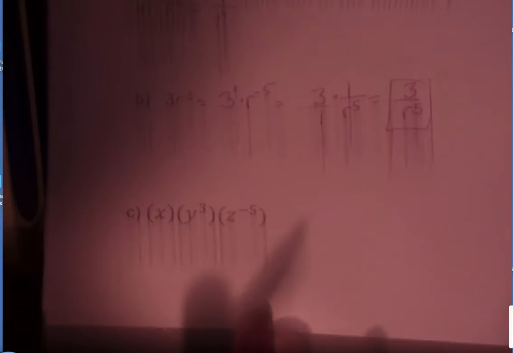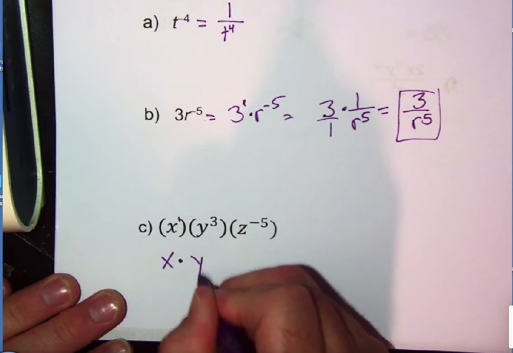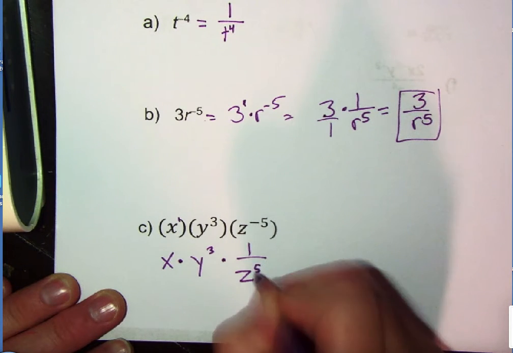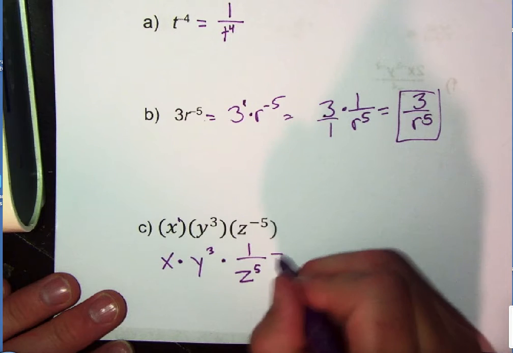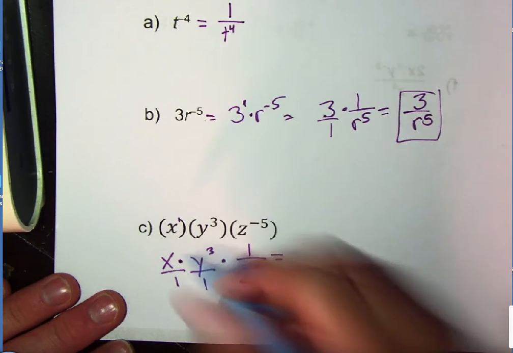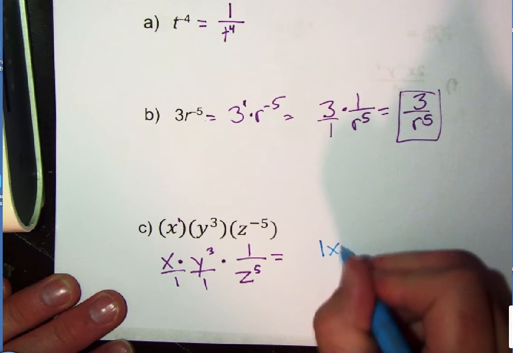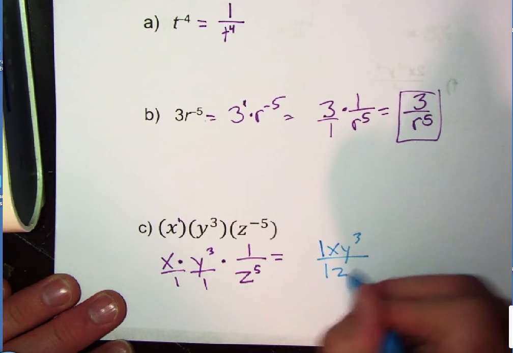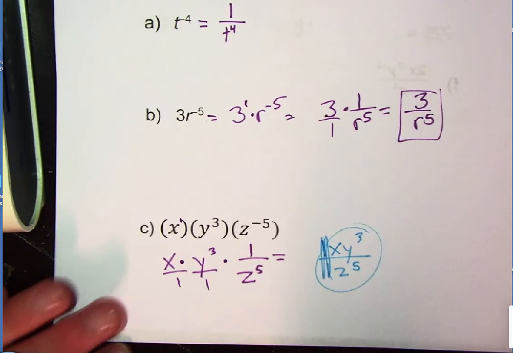Even in this one, let's try this one. It's x times y to the 3rd times 1 over z to the 5th. But we can simplify this a little bit more. And this would be great if you got it, but we're going to go straight across. x times y to the 3rd times 1 is 1 x y to the 3rd over 1 times z to the 5th is 1 z to the 5th. To be honest, we don't need these ones.